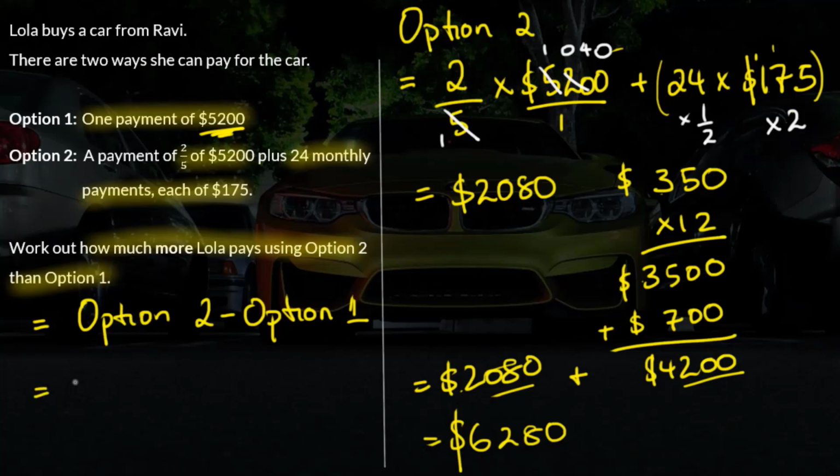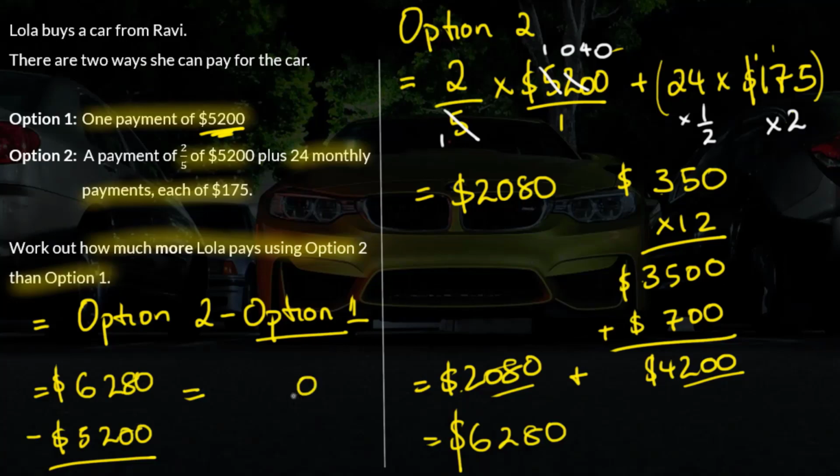We're not finished yet because now we need to subtract option 1 from option 2 to know how much more Lola pays. So that would be 6,280 minus 5,200. And when we work that out, 0 minus 0 is 0, 8 minus 0 is 8, 2 minus 2 is 0, and 6 minus 5 is 1. Therefore, Lola pays $1,080 more using option 2 than using option 1.